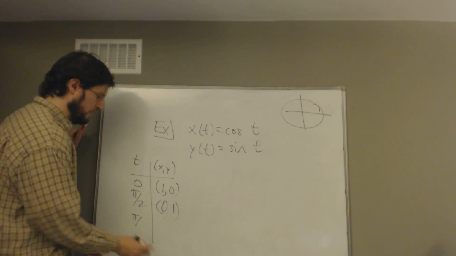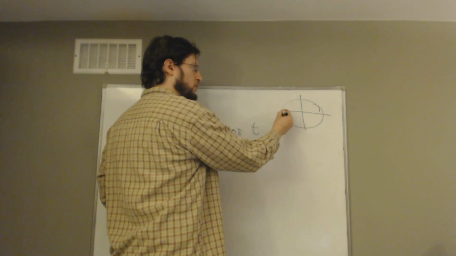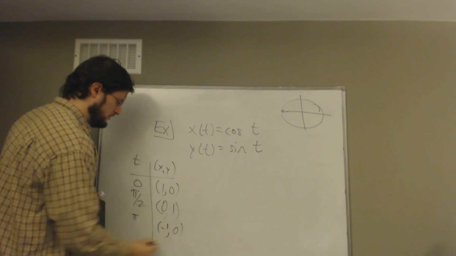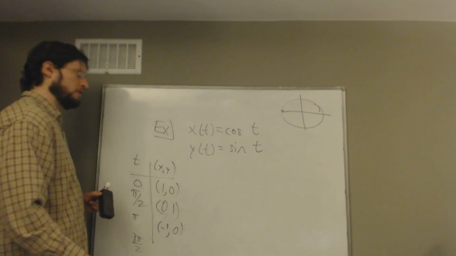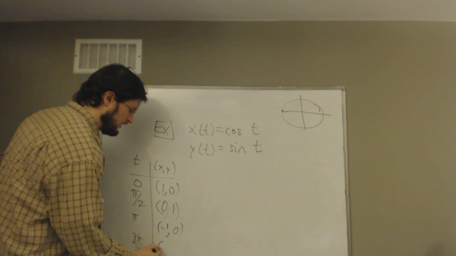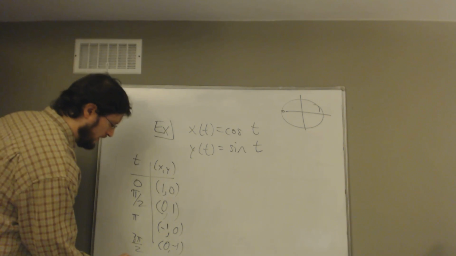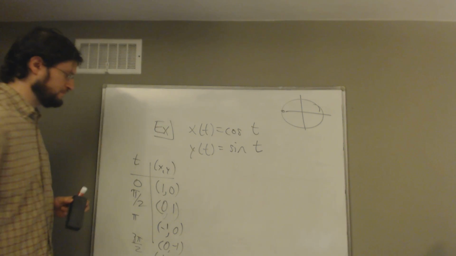At pi, now we're at 180 degrees. Cosine here is minus 1, and sine is 0. At 3 pi over 2, that's 270. The x value is 0, and the y value is minus 1. If I went to 2 pi, I'd get 1, 0.